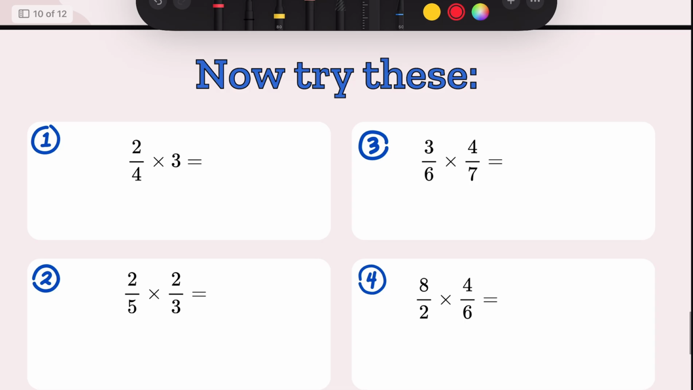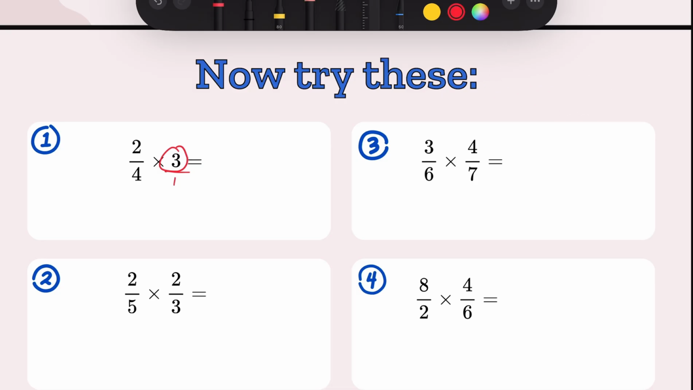So take a moment to try these. Now keep in mind that whenever we have a whole number, there's always an invisible 1 underneath. Why? If I have 10 over 2, well, that's the same thing as division. It's the same thing as saying 10 divided by 2, which is 5.